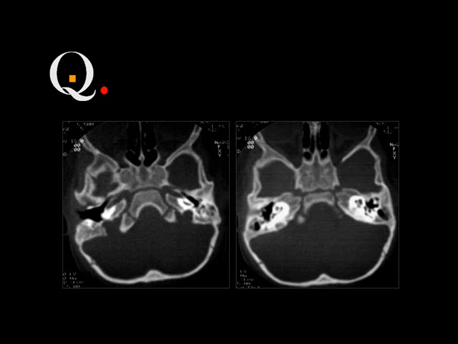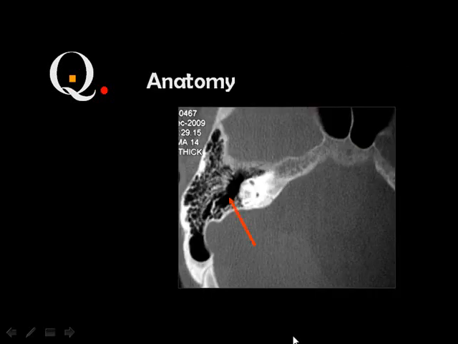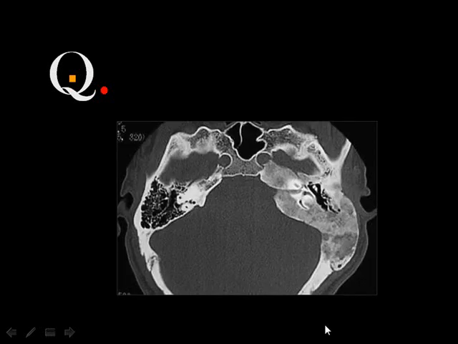Atresia on one side. Which side? Left side. Bony or soft tissue? Yes, this is bony atresia of the left external canal. Anatomy. What do you think about this structure? Is this above the ice cream cone or below? Above. This is the epitympanum, okay? This is the epitympanum. And this? Superior semicircular canal. And this? Tegmen tympani. What do you think about this case? Fibrous dysplasia of the left petrous bone. Very good.